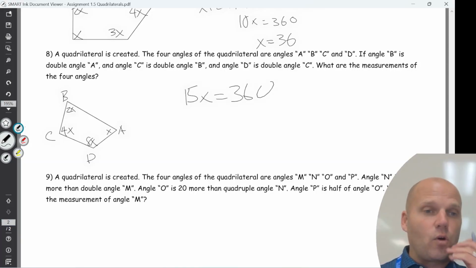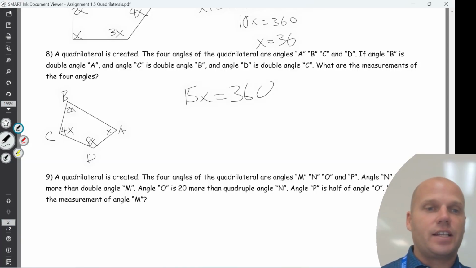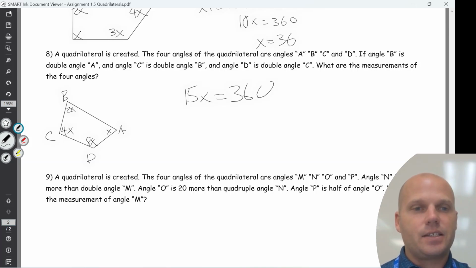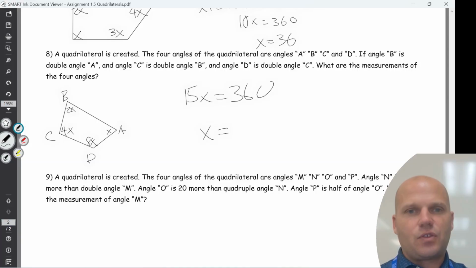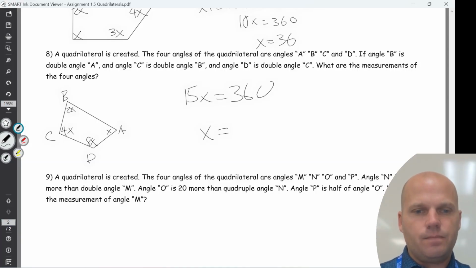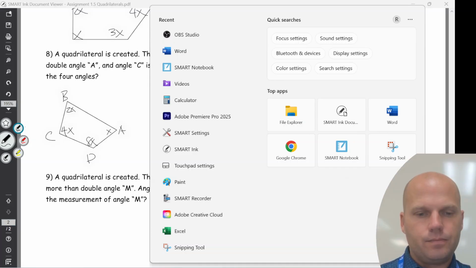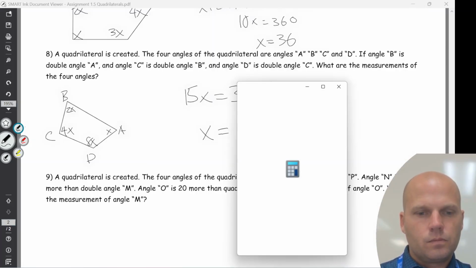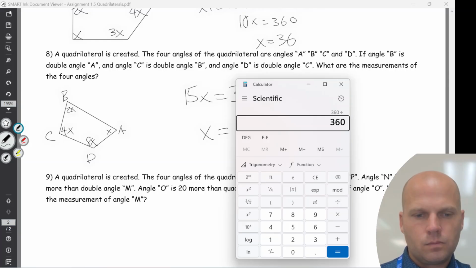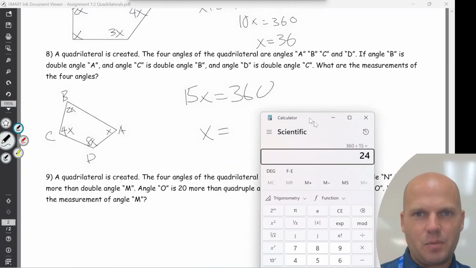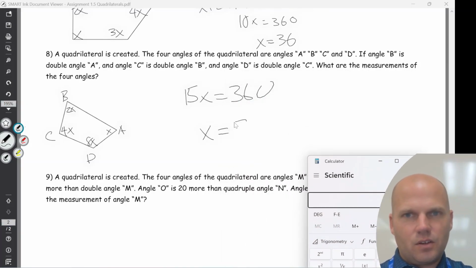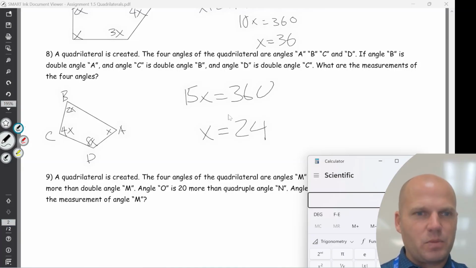Those four angles add up to equal 360. So that's 8x's, 12x's, 14x's, 15x's equal 360. If I take 360 and divide it by 15, I don't know what that is. 24. It's so crazy how the numbers are just cool like that. 24. What are the measurements of the four angles?